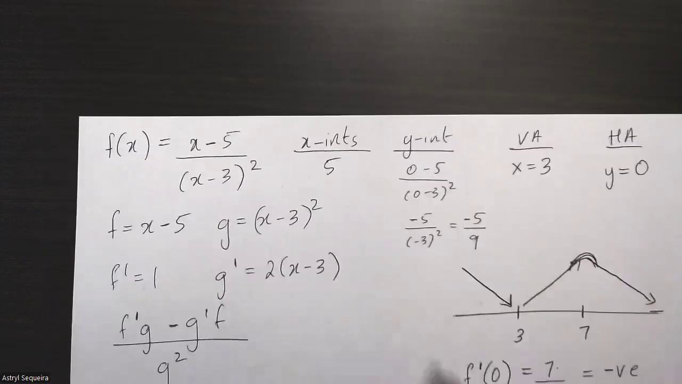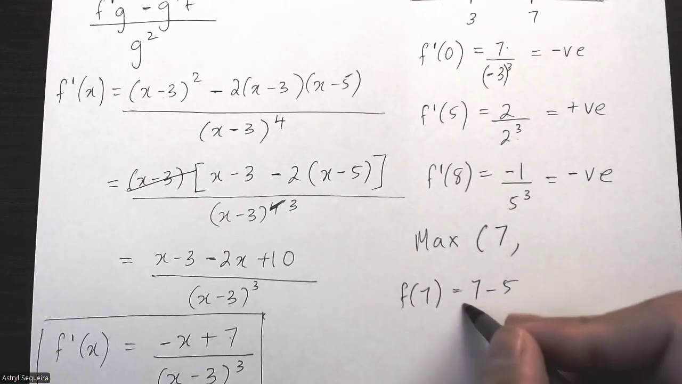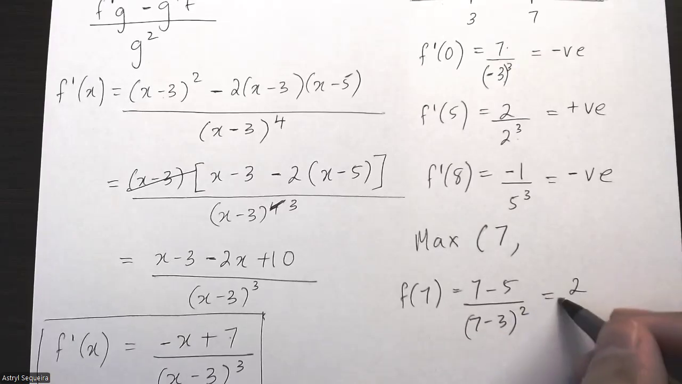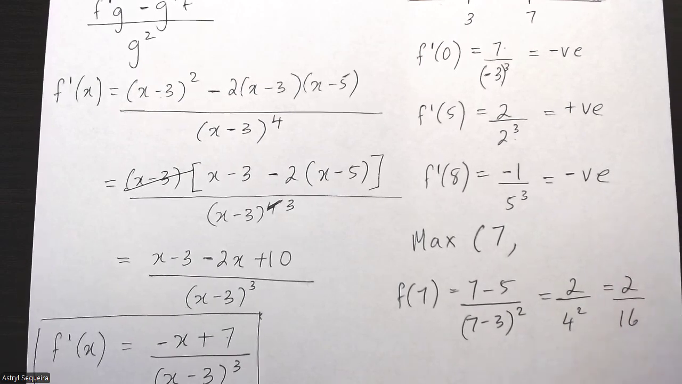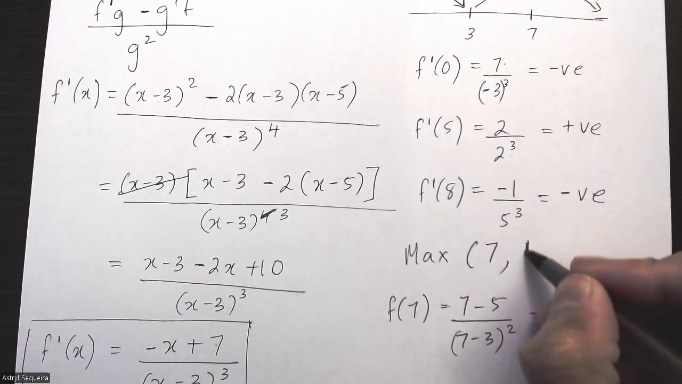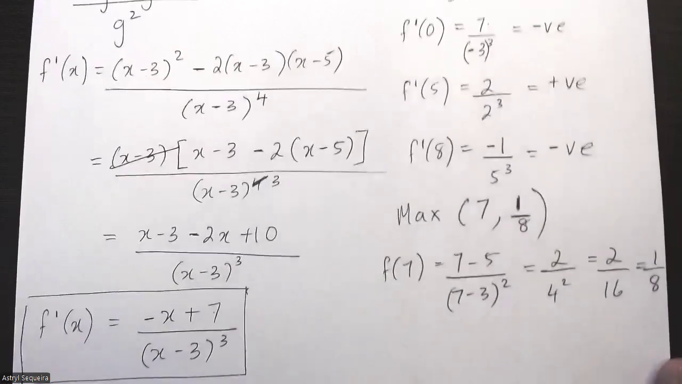To find the y value, I'll sub it back in the original equation. So f of 7 equals 7 minus 5 over 7 minus 3 squared, which is 2 over 4 squared, which is 2 over 16, which simplifies to 1 over 8. So our maximum is just 1 over 8.